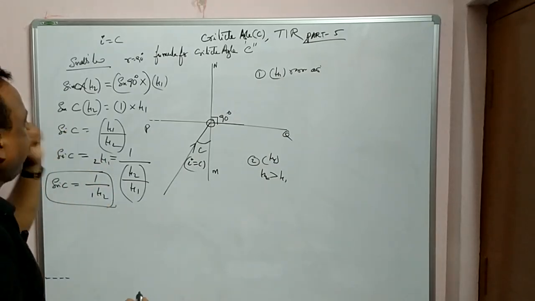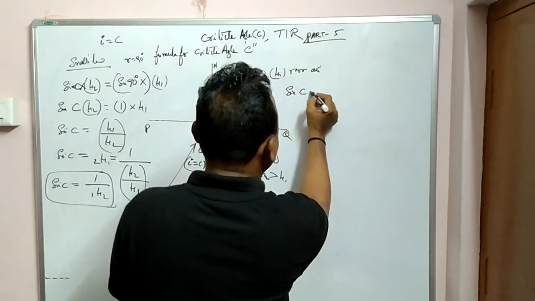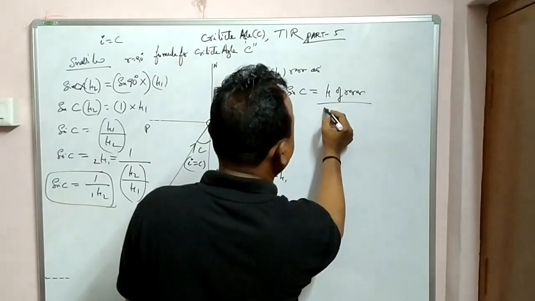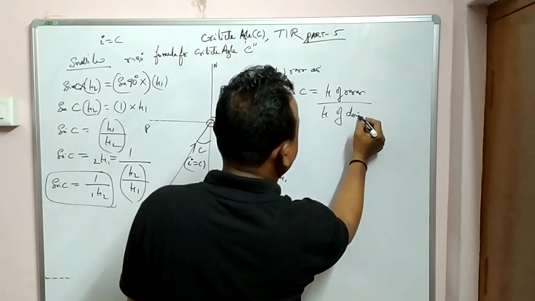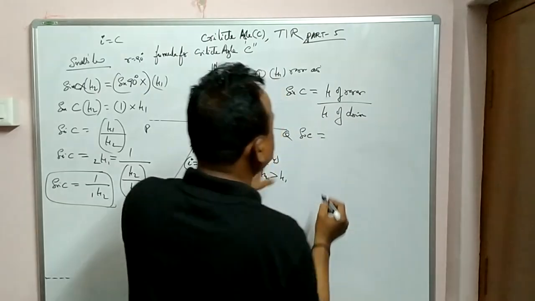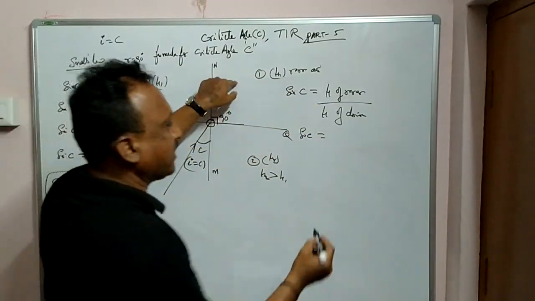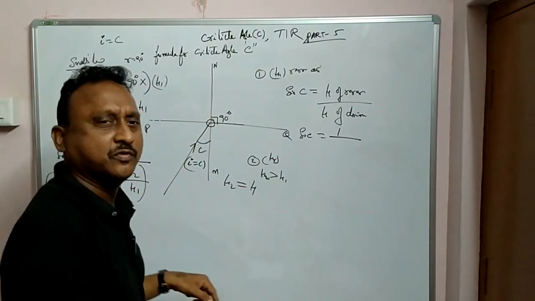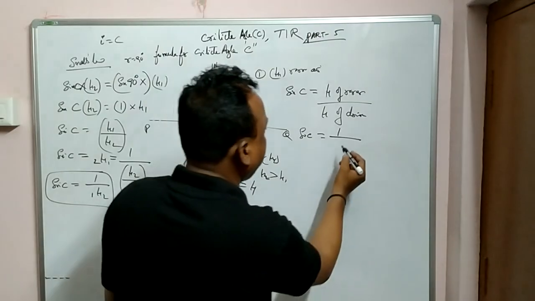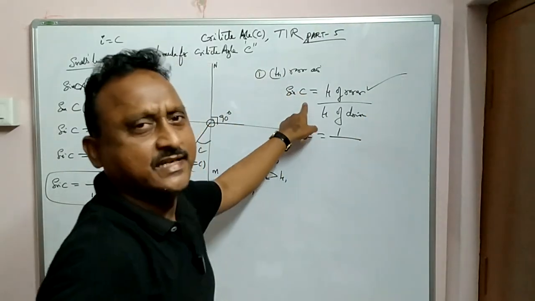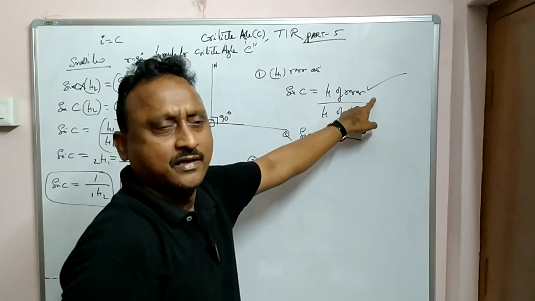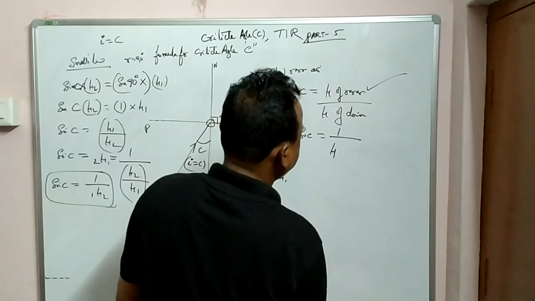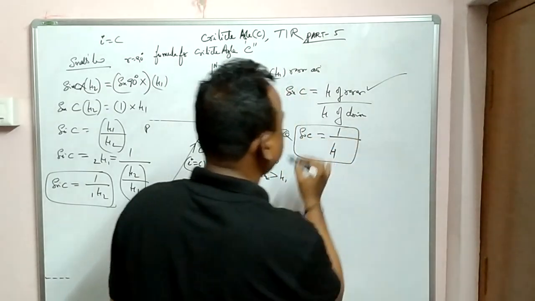Clear? And not only this, sin C is always given by mu of rarer by mu of denser. Therefore sin C is the mu of the rarer medium, air, let us take as 1, by the mu of the denser medium, let us consider as mu. Then this is the main formula: sin C is given by the refractive index of the rarer medium by the refractive index of the denser medium. So 1 by mu, taking mu1 as 1. This is the formula you will be adapting for numericals.